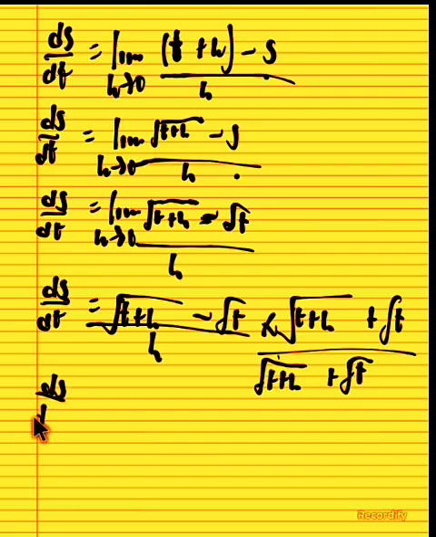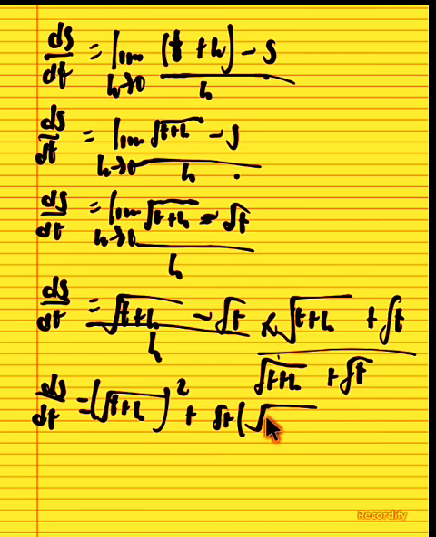So we have ds/dt equals, that is, root of t plus h multiplied by root of t plus h. We are going to have the square root of t plus h, all squared. And this root of t plus h multiplied by root of t, so I'm going to have plus root of t into root of t plus h. And this will now be negative root of t plus h.